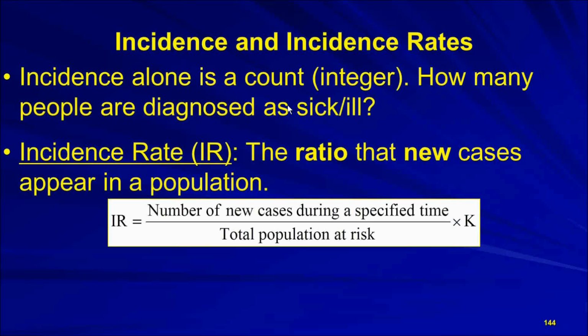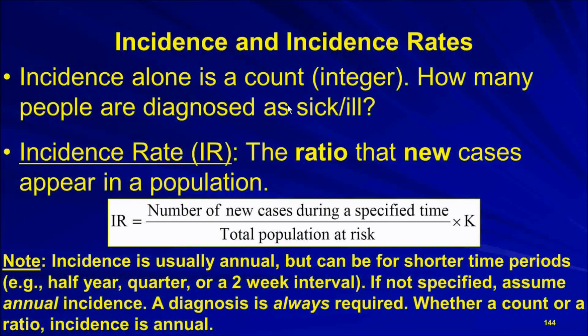Okay? So our formula for incidence has to do with the number of new cases during a specified time period and the total population at risk. And we said that could be a unique group. We said it could be the U.S. population, or we said it could be the world population times a k to the nth. Okay? But in all cases, incidence, whether it's incidence alone or incidence rate, requires a diagnosis. Okay?